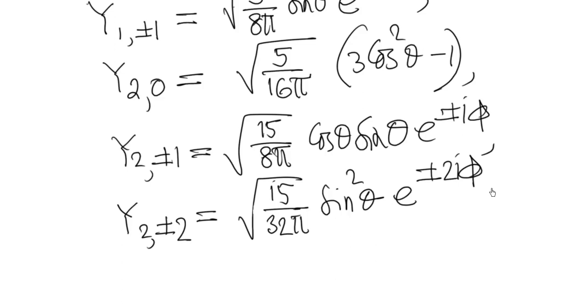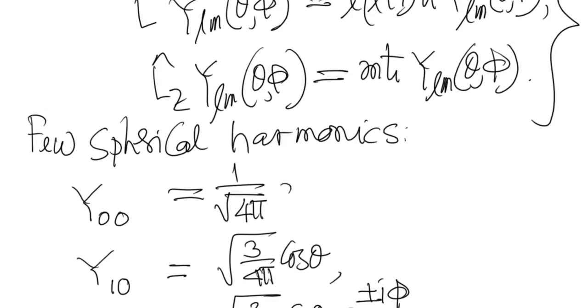We can plot the polar plots of the spherical harmonics, which give the angular distribution of the particle. We note that for capital L equal to 0, the only possibility is m equal to 0. The corresponding spherical harmonic function Y00 is independent of theta and phi. It is just a constant, independent of theta and phi, and is spherically symmetric.